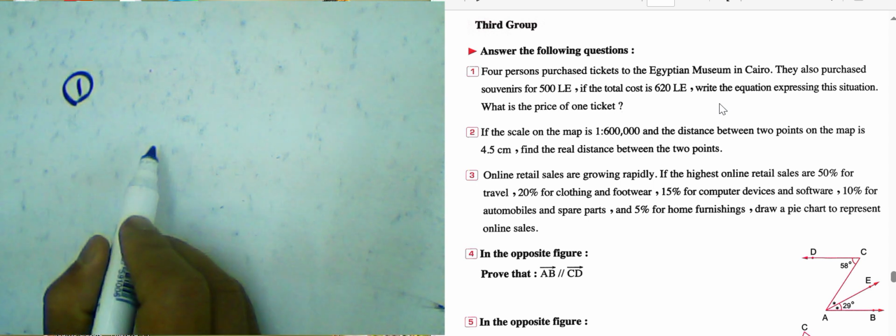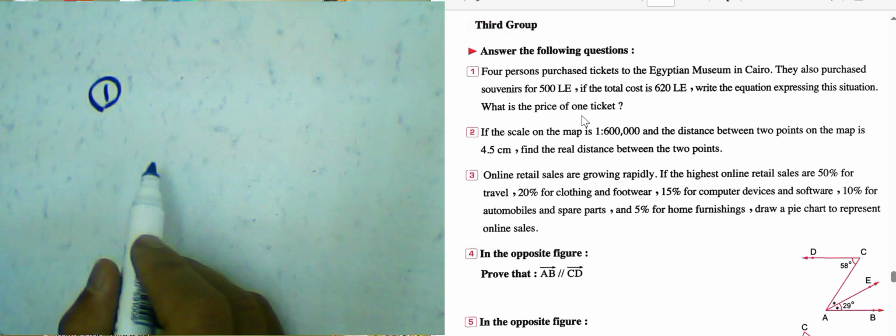Okay. Next question, third group. Answer the following questions. Number 1. 4 persons purchased tickets to the Egyptian Museum in Cairo. They also purchased souvenirs for 500 Egyptian pounds. If the total cost is 620 Egyptian pounds, write the equation expressing this situation. What is the price of one ticket?